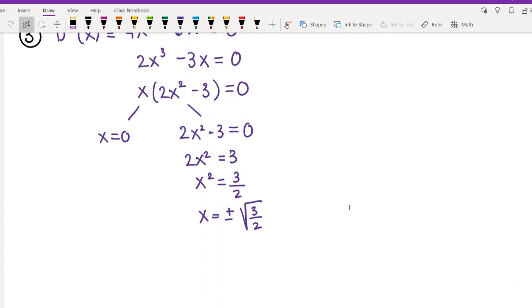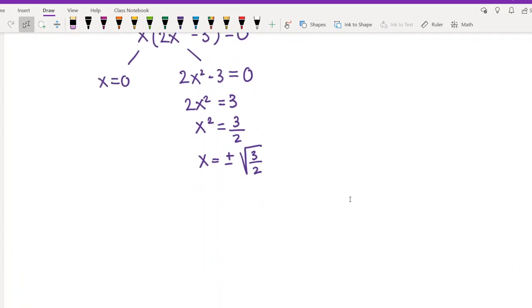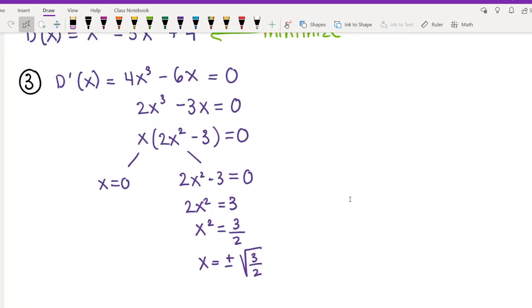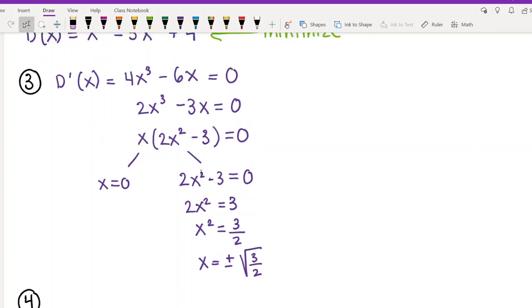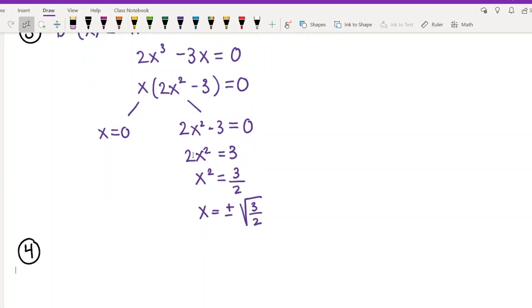Okay, so these are our two critical numbers. Now we want to double check whether these are maxima or minima. And so how can we do that? We can plug them into the second derivative. So the first derivative we just found was this, right? 4x cubed minus 6x.